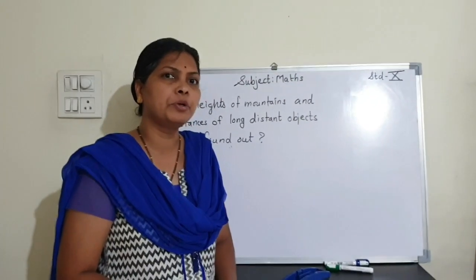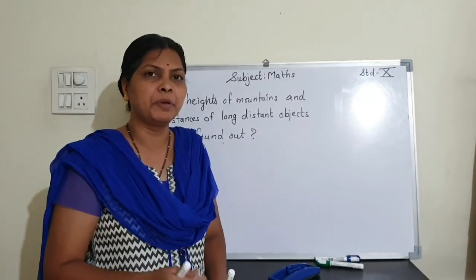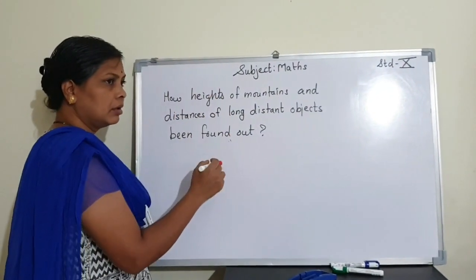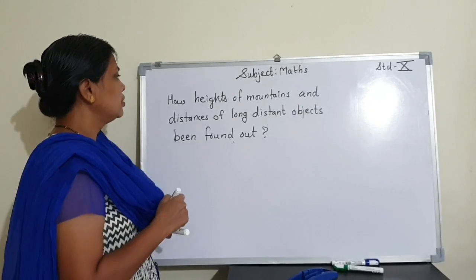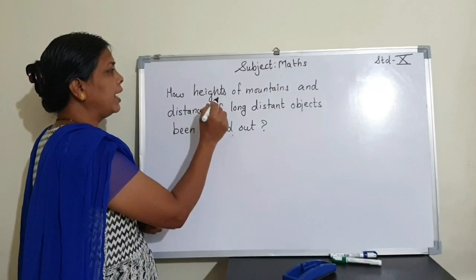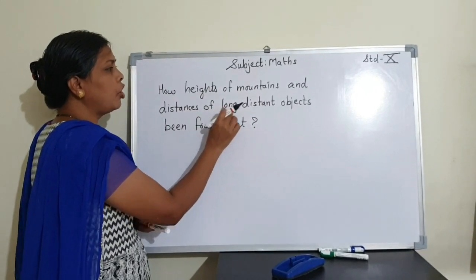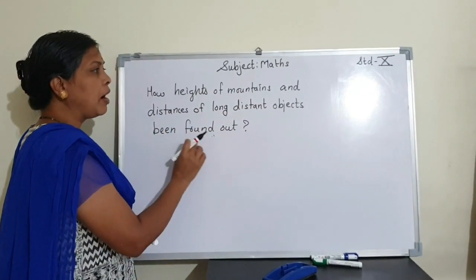In this class, we are going to start a new lesson. But before that, I have written a question on the board. Let's guess the answer for it. So the question here is how heights of mountains and distances of long distant objects are being found out.